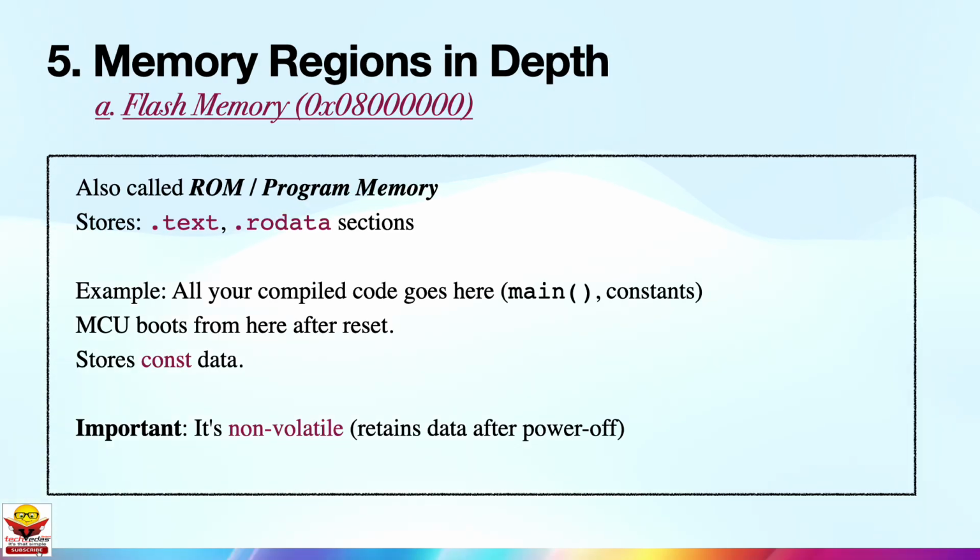Let's start with flash memory. This is where your compiled code gets stored. Due to its non-volatile nature, it doesn't forget its content when the power is turned off. It also stores the data which are marked as constant in the code.